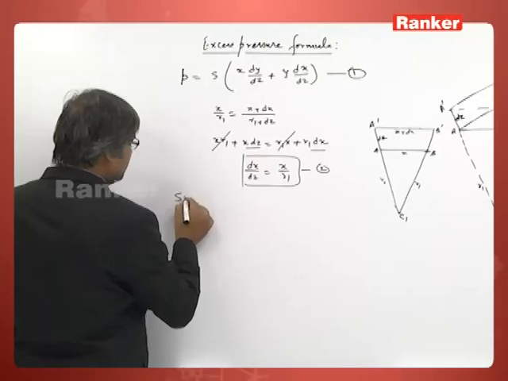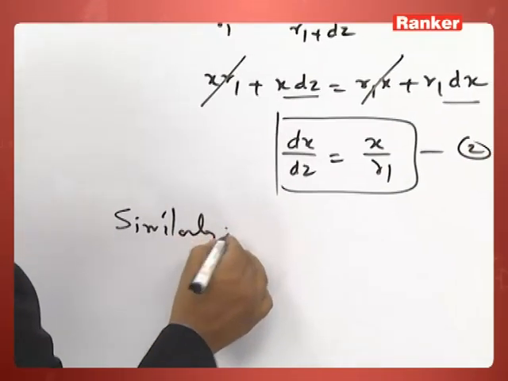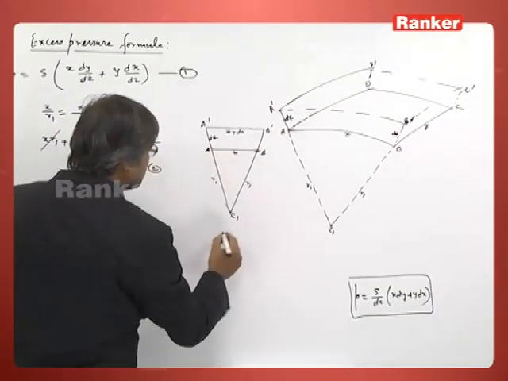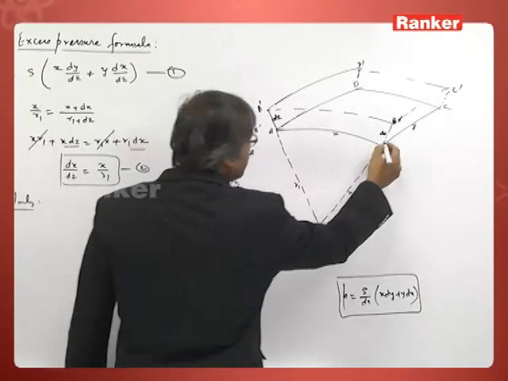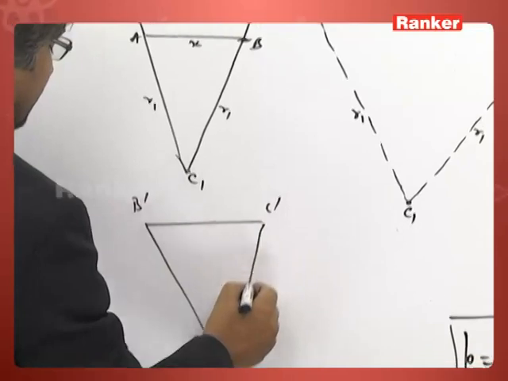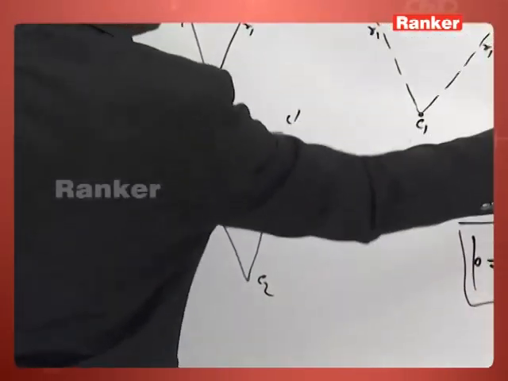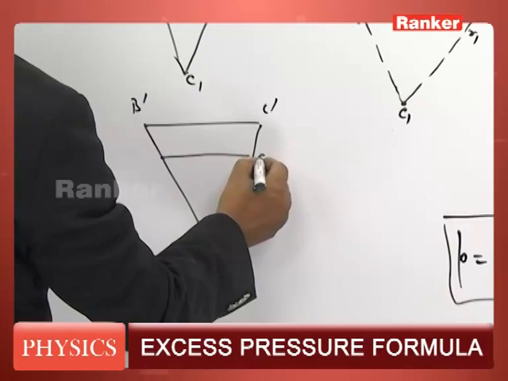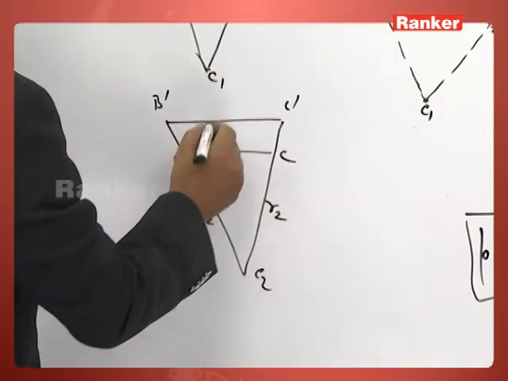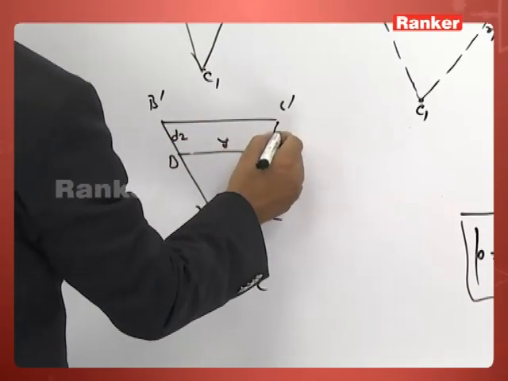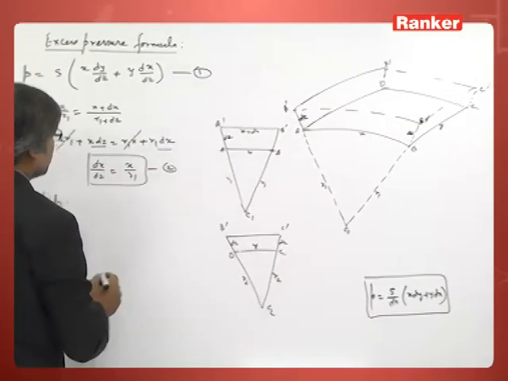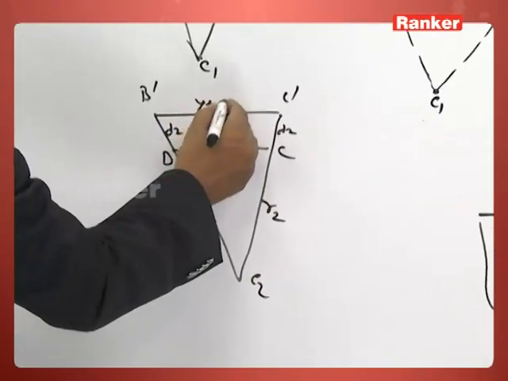Similarly, we have here also these triangles which I have not shown, and now I am showing here. This is B dash C dash, and this is the point C2, and this was BC. This was equal to y, this is R2, and this is dz. Suppose it has changed by dz amount. So here you can see this is y plus dy.